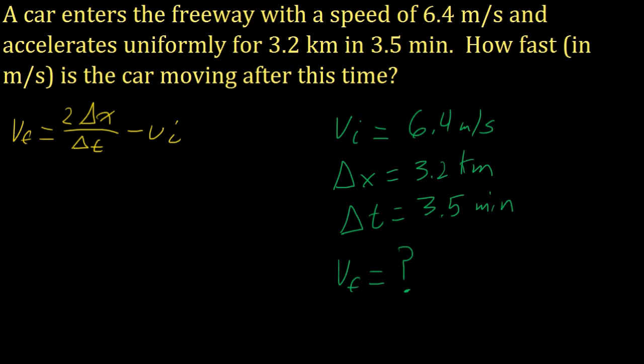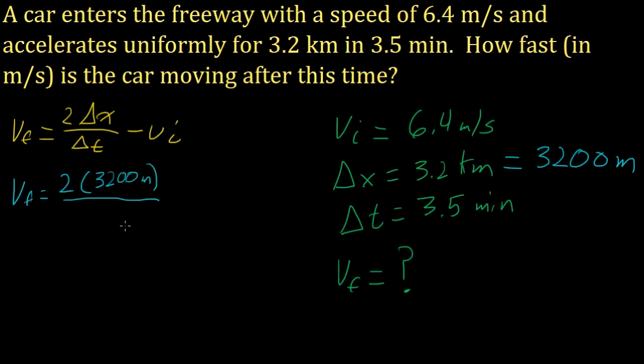Now we just plug in. Great, let's do it. So vf, which is what we're looking for, equals 2 times delta x. Delta x was 3.2 kilometers. Uh-oh. We can't have kilometers. We need to be in meters per second. We need all of our units to agree. So we've got to convert 3.2 kilometers to meters. Luckily, that's easy. That's just 3,200 meters. Okay, crisis averted. 2 times 3,200 meters divided by time, delta t, which is 3.5 minutes.